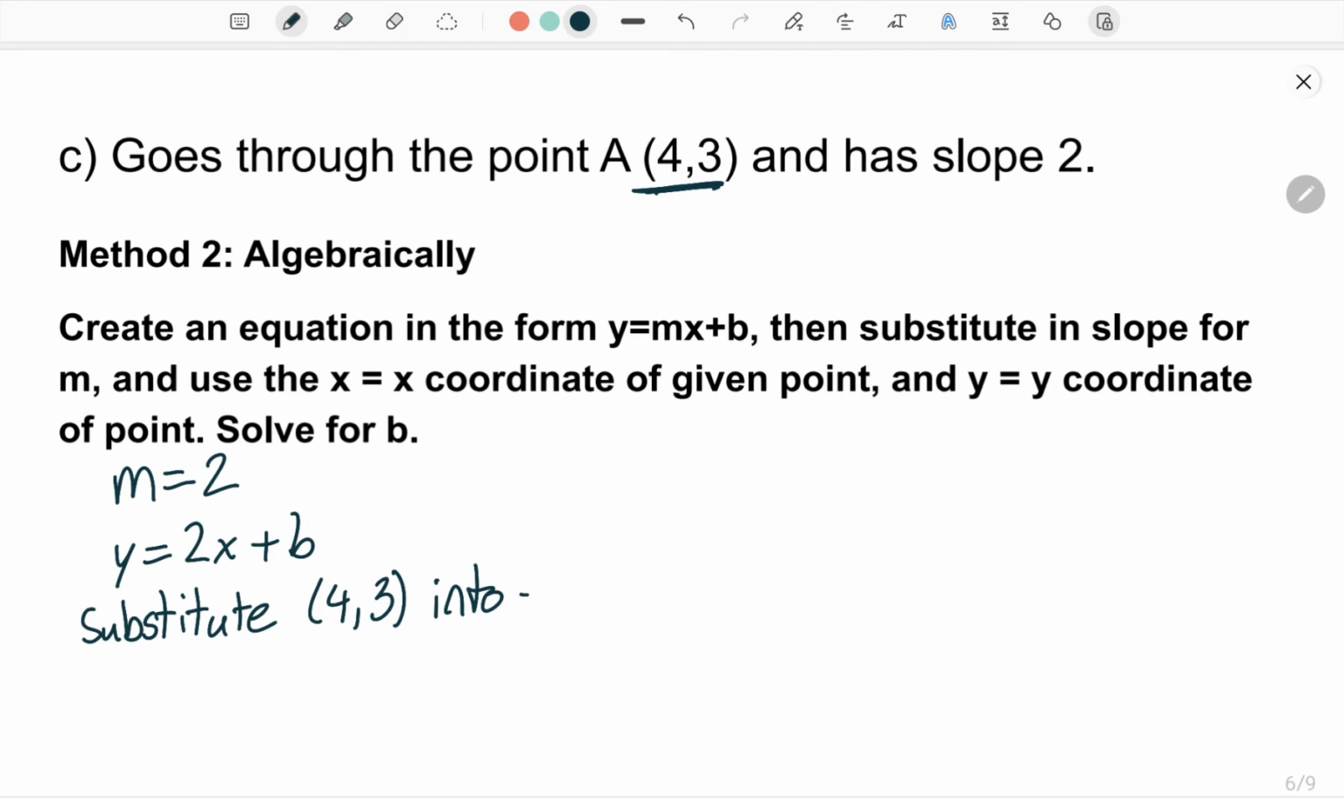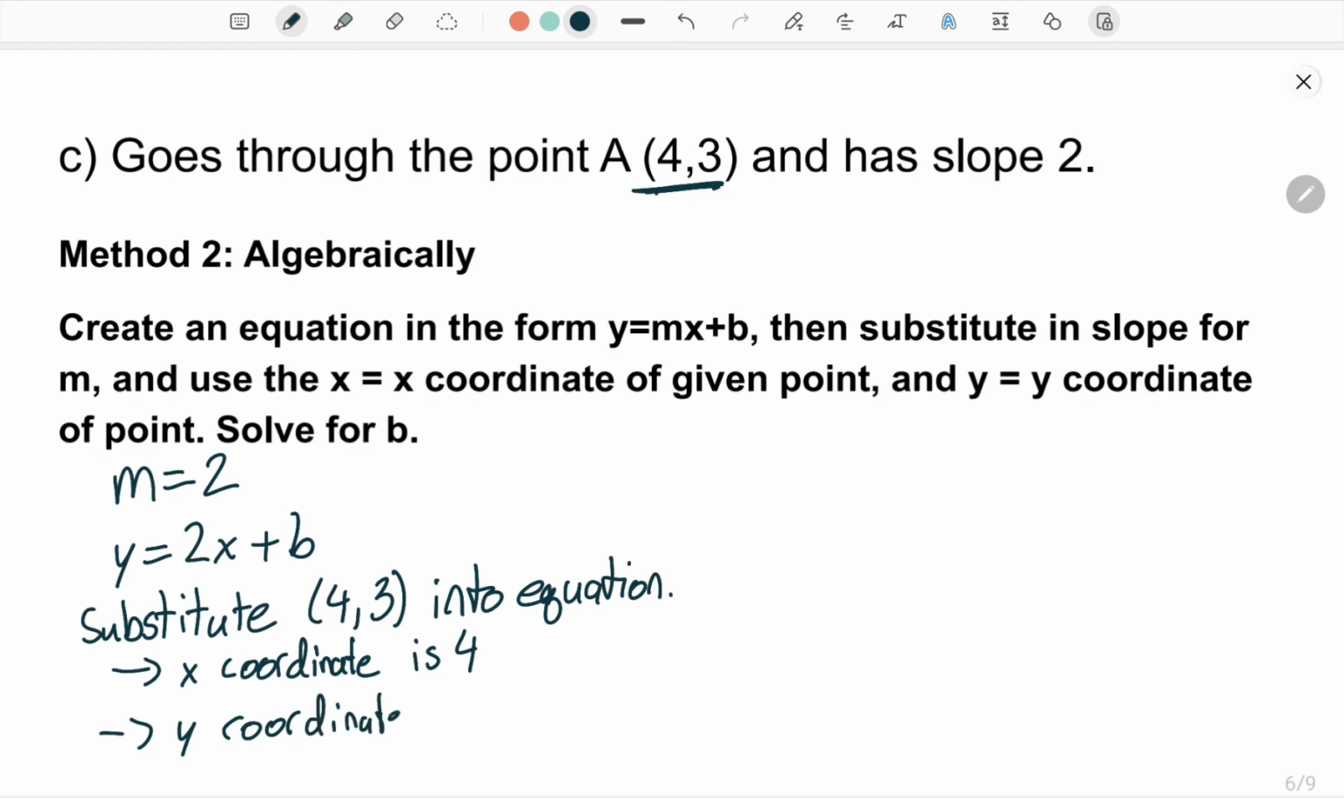So what does that actually mean? Well, let's take a look at the coordinates of this point. For the point, the x coordinate is 4. And also the y coordinate is 3. So we could say x is equal to 4, y is equal to 3.